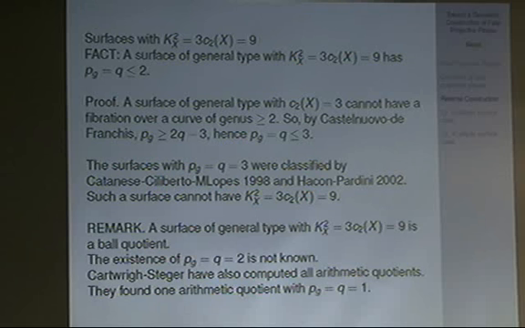And a surface of general type with K square equal 9 and C2 equal 3 is a Ball quotient. And the existence of surfaces with PG equal Q equal 2 is not known. But Cartwright and Steger have also computed all arithmetic quotients, not only the fake projective planes. They computed all possible quotients by a certain arithmetic subgroup. They found one arithmetic quotient with PG equal Q equal 1. So people believe this should be the only one other than fake projective planes, but still it's not known. The difference is this: some such surfaces may not be arithmetic quotients of the ball. So they are Ball quotients, but they may not be arithmetic. So under the condition of being arithmetic, there are only fake projective planes and this surface.